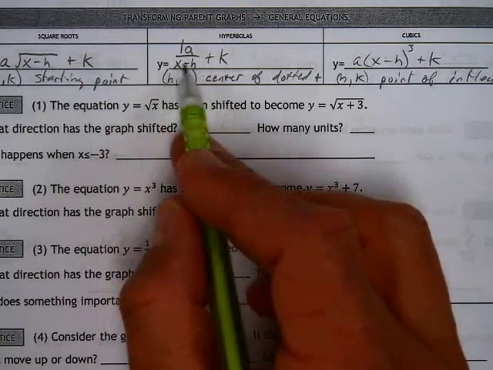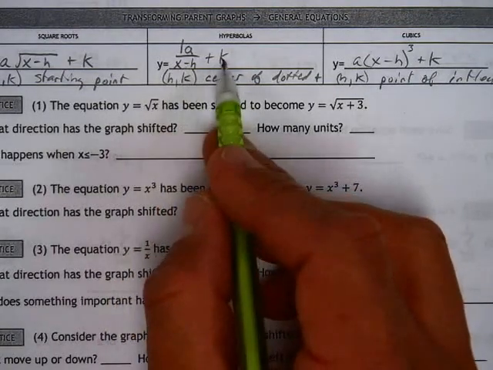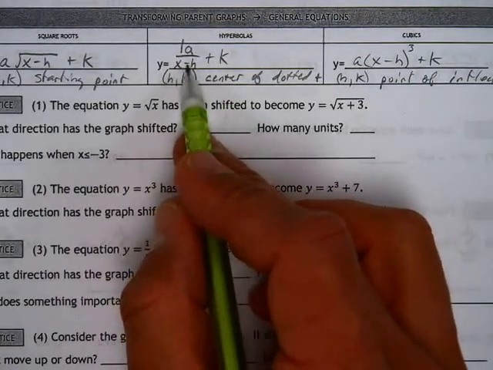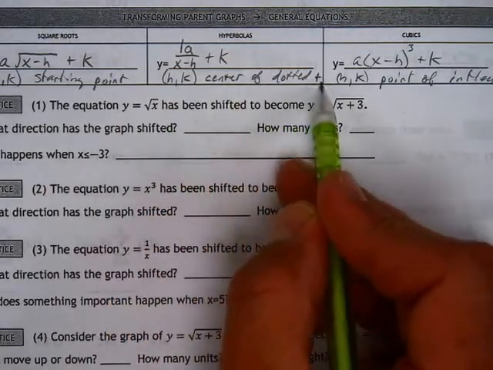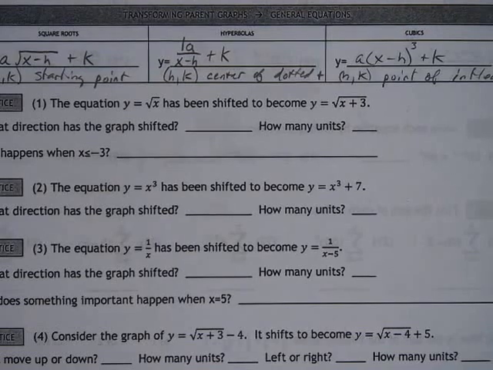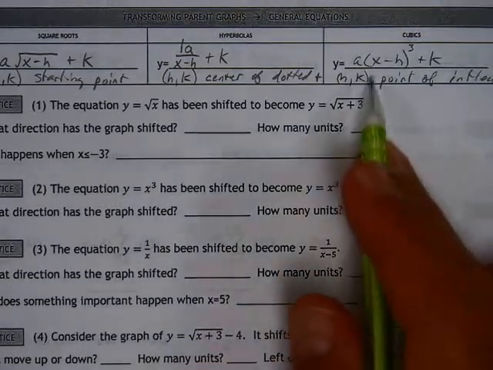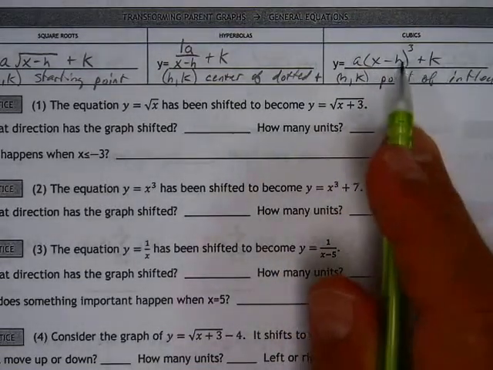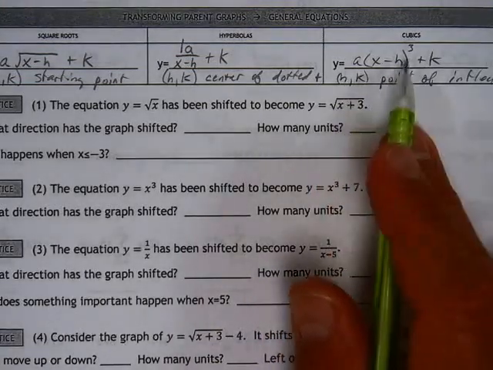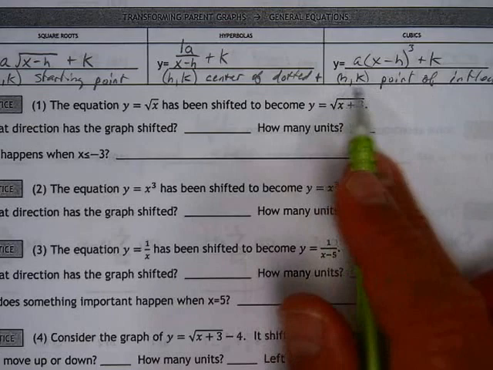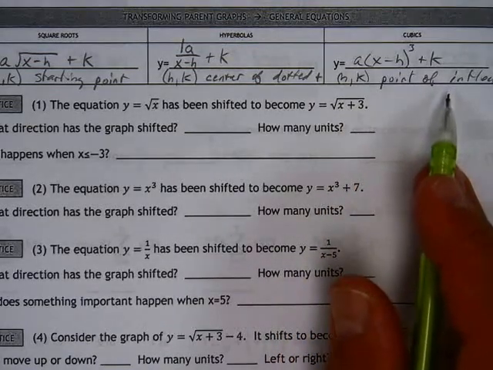Here the H is still connected to the X, and the K is the afterthought, but this is in the denominator. H and K is still the center of the dotted line, or the dotted plus, which is basically where the two asymptotes cross. And then here, H and K looks a lot like the quadratic equation that we've used in the past, where we would call that the vertex, but in this case it's the point of inflection.